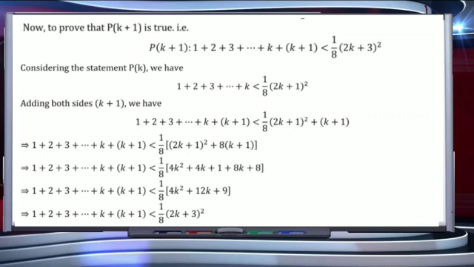So if you compare the RHS of k plus 1, you will find that we have already proved that it is less than 1 by 8 (2k plus 3) whole square. Hence P of k plus 1 is also true for all the natural numbers. So that means our Pn is also true for all the natural numbers n.